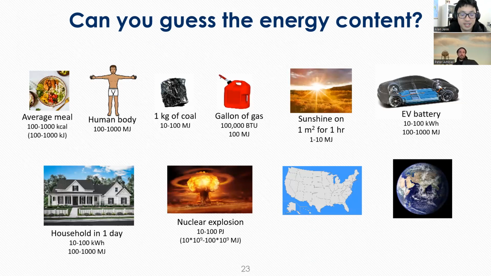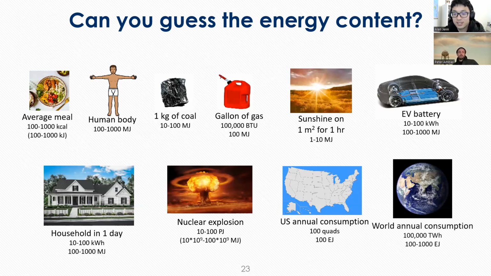Okay, how much energy does the entire country use? The annual consumption of the US is about 100 quads, which is about 100 exajoules. And the worldwide energy consumption is 100,000 terawatt hours, so order of magnitude 100 to 1,000 exajoules. The US sometimes measures things in quads because we use imperial units, but most of the rest of the world is going to do something more like terawatt hours.